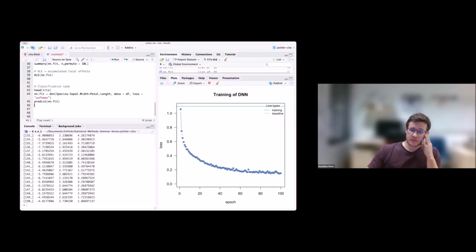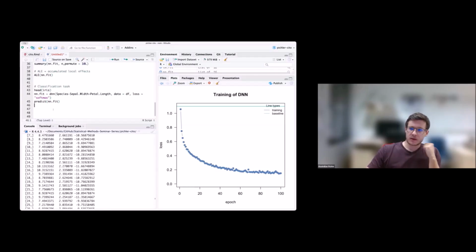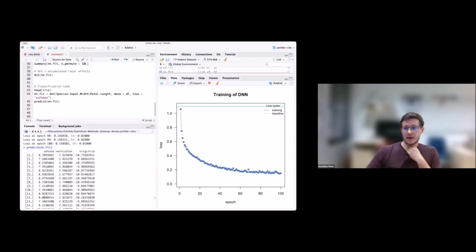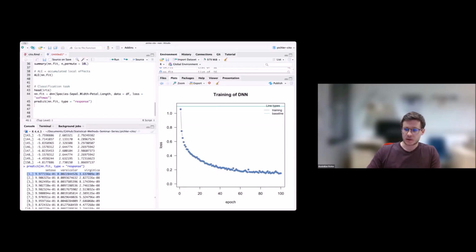Similar to the GLMs, we get these values, and if we don't change anything in the predict function, these values will be on the scale of the linear predictor. So here we also have a link function. What we actually want are probabilities for these three classes. So we have to change the type to response to get the predictions on the scale of the response. And then we get probabilities for all of our observations. And these probabilities always sum up to 1.